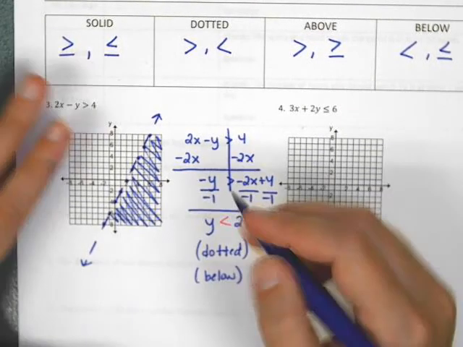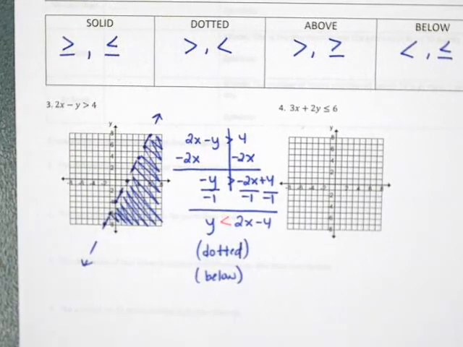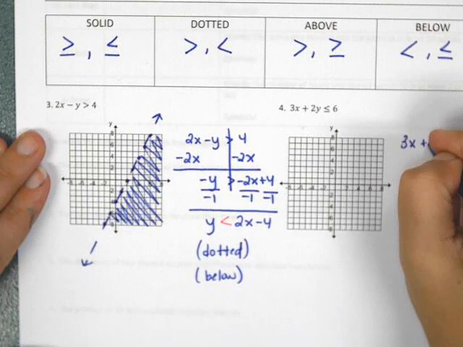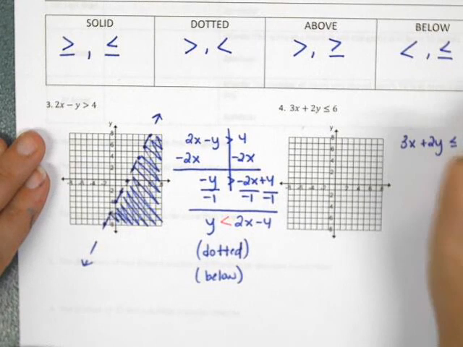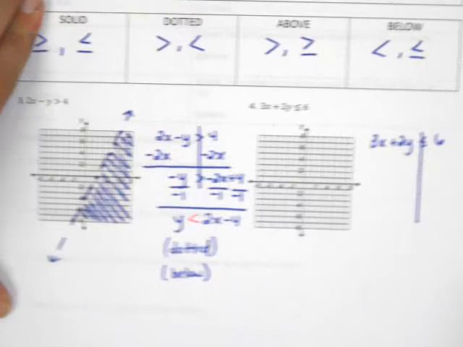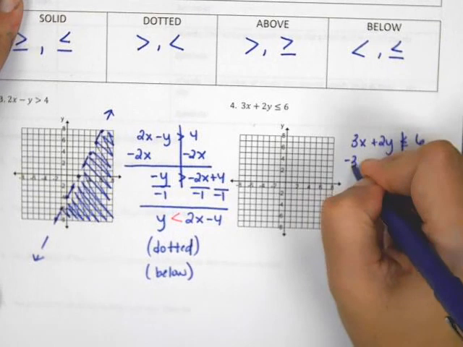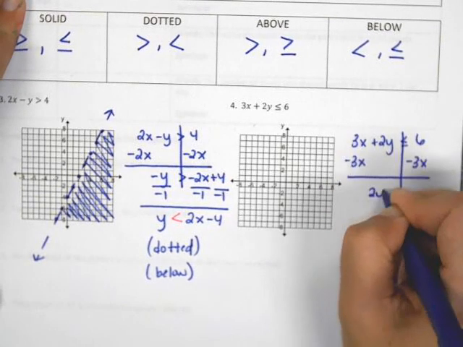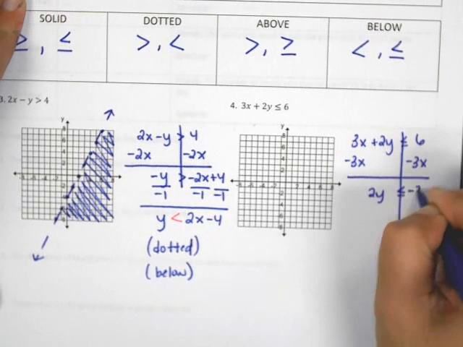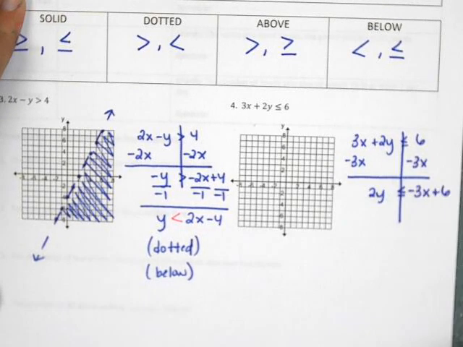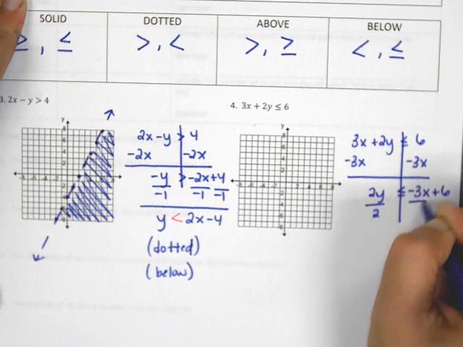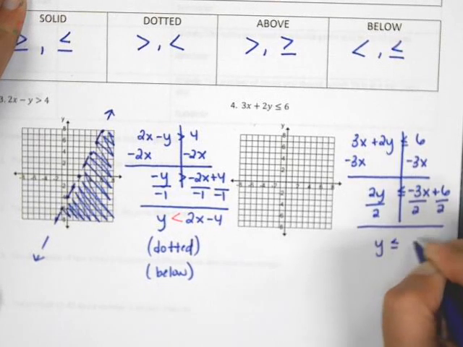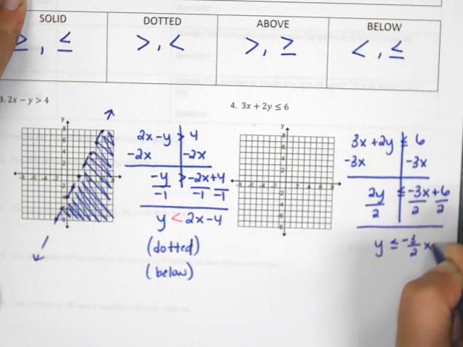Let's try number 4. So for number 4, once again, I'm going to need to get the y by itself. So 3x plus 2y is less than or equal to 6. I know I'm going to subtract the 3x on both sides. So I get 2y is less than or equal to negative 3x plus 6. And then I'm going to divide everybody by 2. So y is less than or equal to negative 3 over 2 x plus 3.